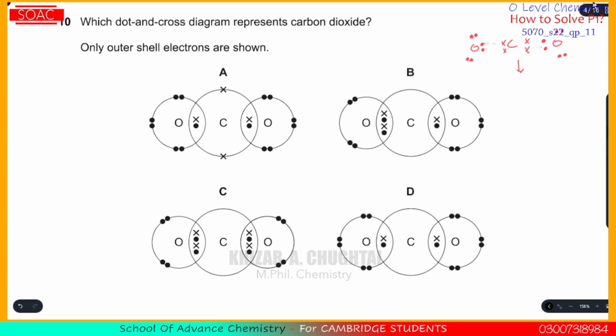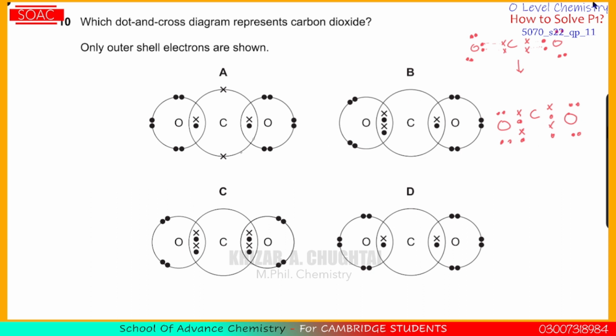I am writing it again here. Carbon dot cross, again dot cross, you can write it like this as well. Oxygen 2 pairs, 2 lone pairs. Dot cross and cross dot, and oxygen 2 lone pairs over here. So this is the basic appropriate dot and cross diagram of the carbon.